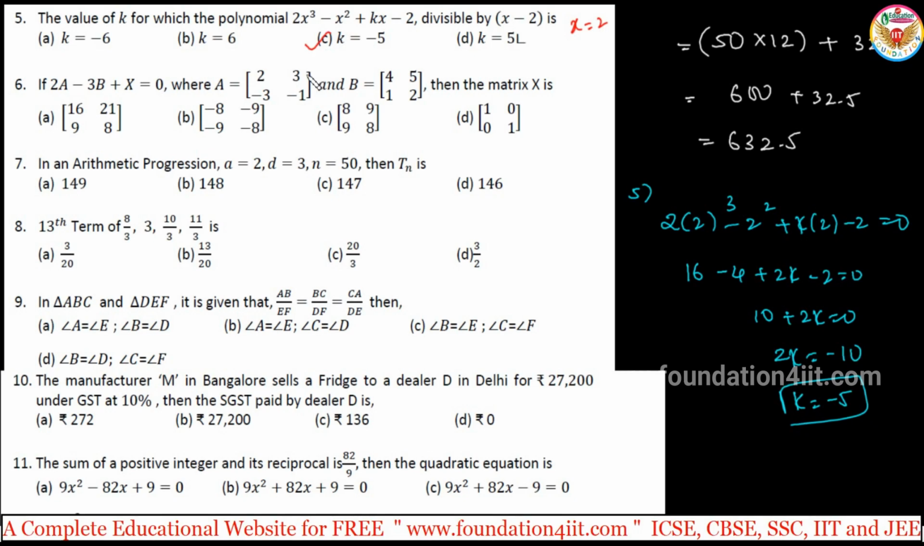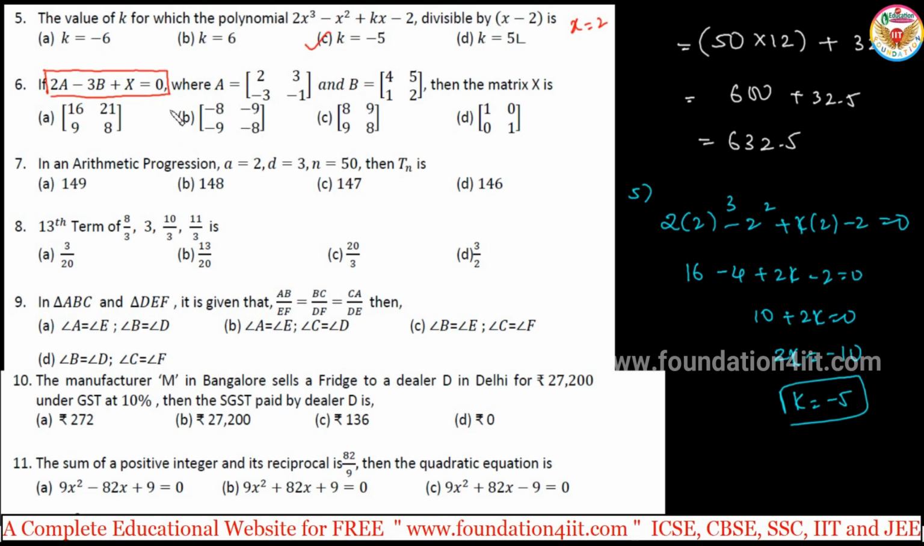Right. And the sixth one is the matrix equation 2A minus 3B plus X is equal to 0. A and B are given, and you have to find matrix X. So we can solve directly, that means you can substitute these two matrices in the place of A and B, or else X is equal to, transposing to the other side. Two ways we can solve.